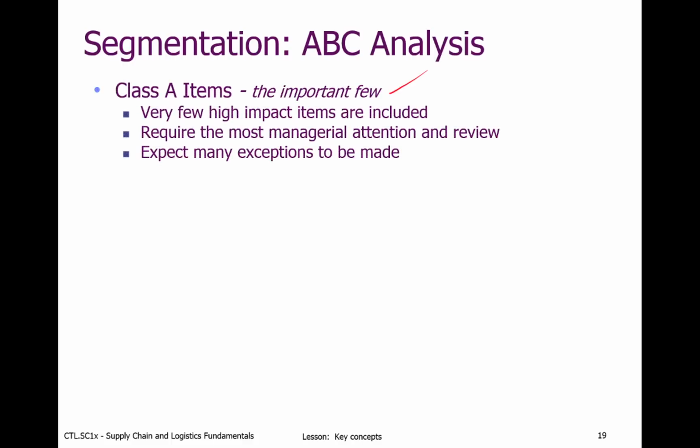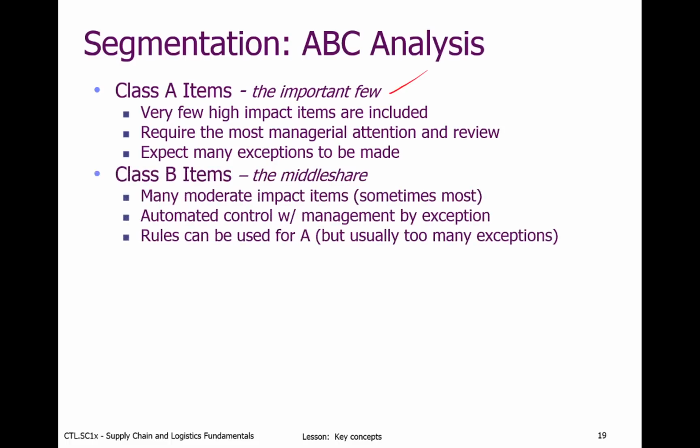So when you segment, you want to find the Class A items. These are the important few, the very few high-impact items. These are the ones you want to spend most of your attention on because they matter the most. And you expect exceptions to be made on these products. So you might not have a standard process. You want to treat these differently. These are high touch.